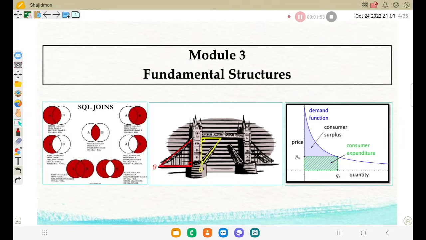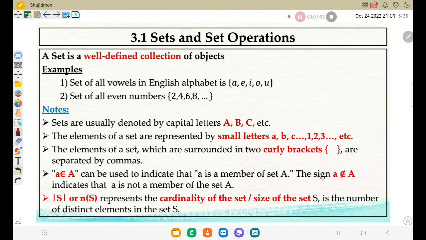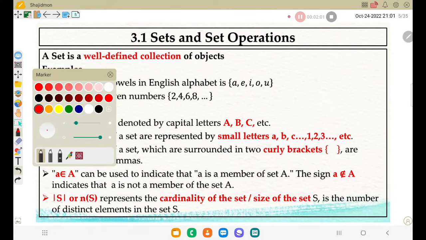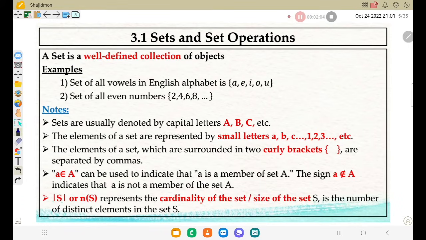So let's start the first section, 3.1 sets and set operations. First I will give some outline, and after that we will do some questions from each subtopic. So we will go to the first one. What is the meaning of set? Set means a well-defined collection of objects.